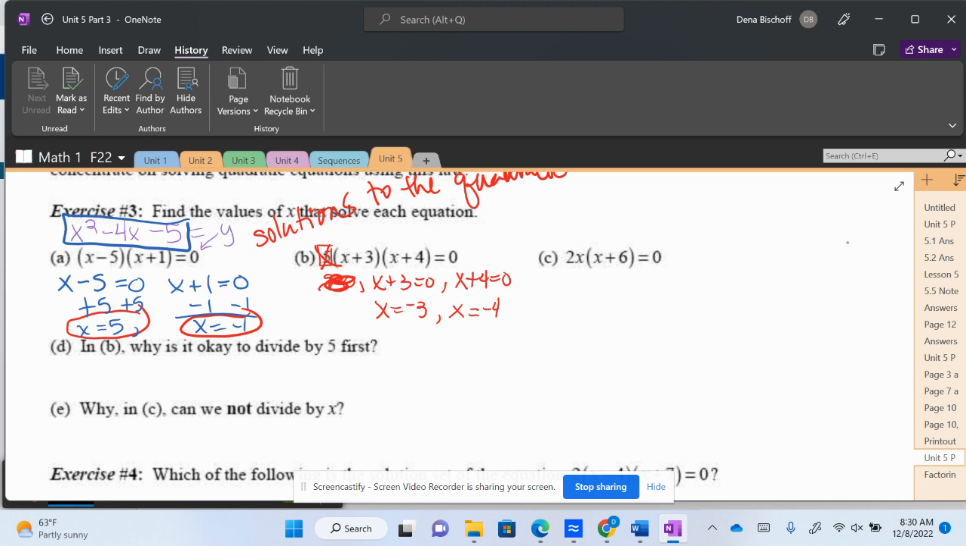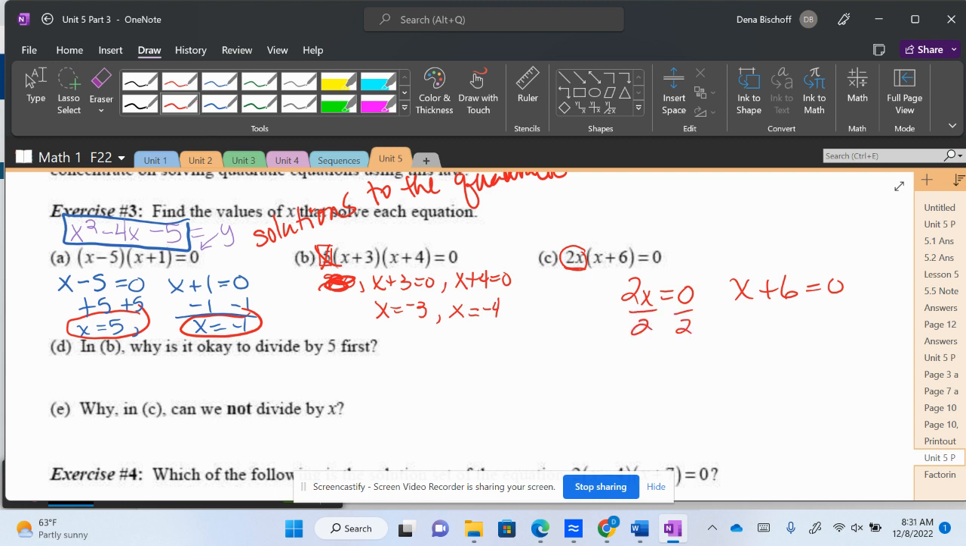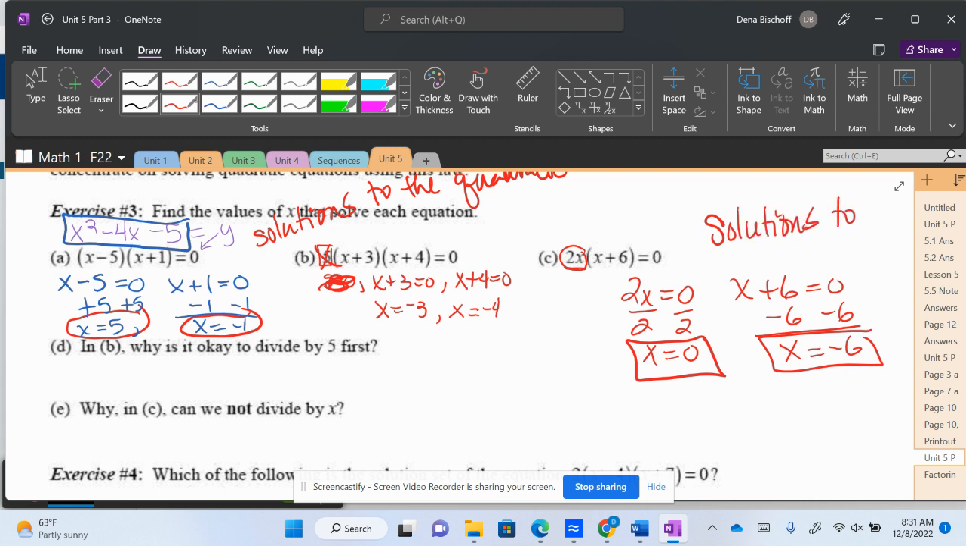So this one is different because it has a variable term on it. So this says that either 2x equals 0, or that x plus 6 equals 0. So let's write that out. Well, if 2 times x equals 0, divide both sides by 2, that means that x has to be 0. That's what Tessa said. Any number times 0 is going to give you 0. If x plus 6 equals 0, that means that x has to equal -6. Again, these are called solutions to the quadratic.